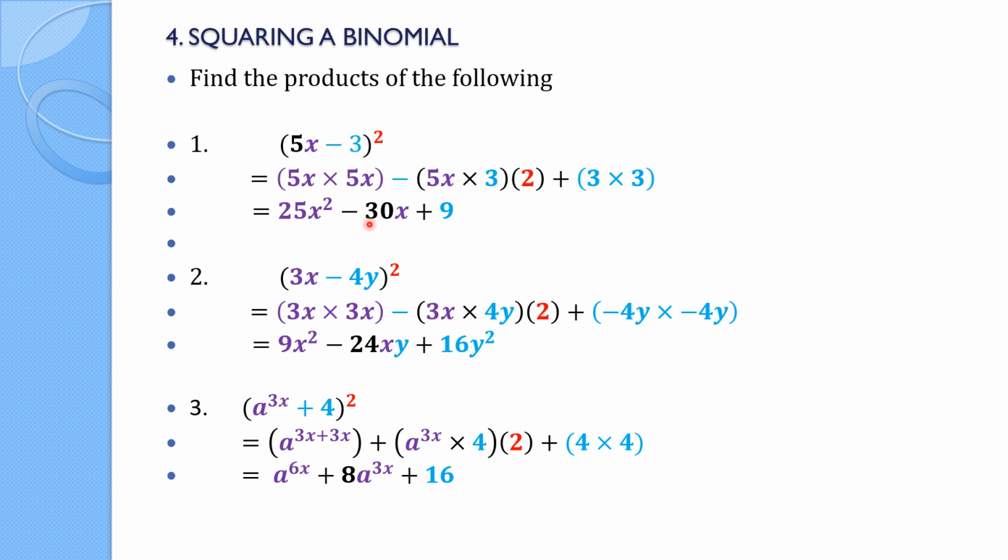My middle term, minus 30x: 5 times 3, 15 times 2 gives me 30, and 3 times 3 is 9. Learners always forget this middle term when you give them squaring a binomial. They'll have 25x squared plus 9. Because you forget the middle term, you're going to end up getting the whole sum wrong.